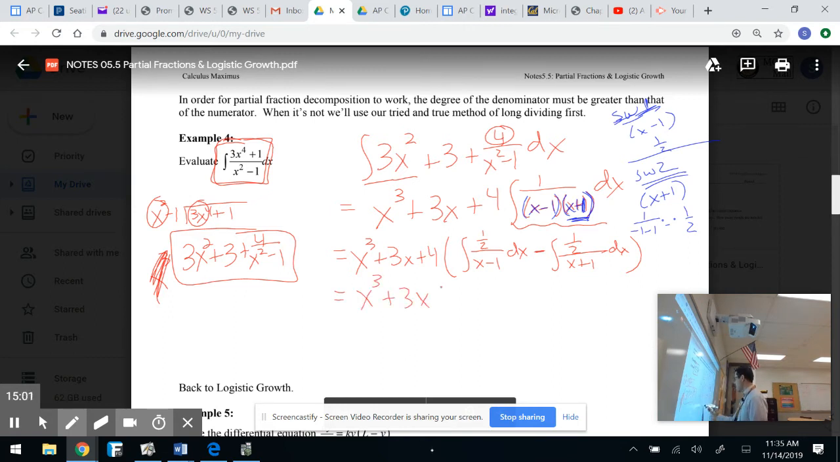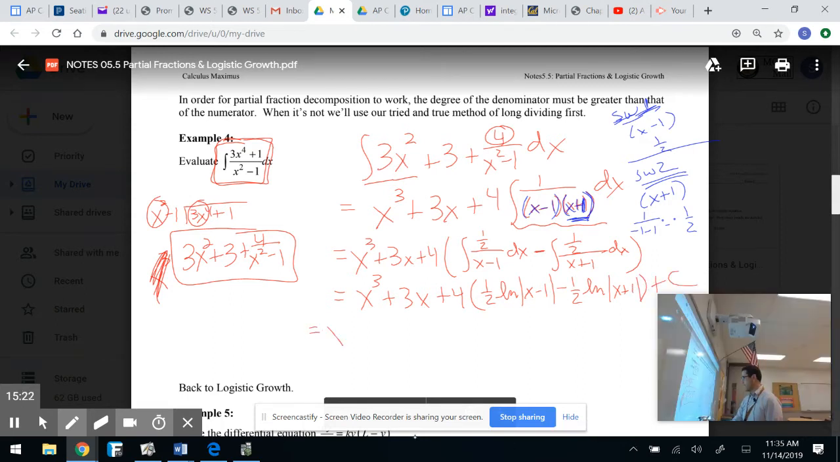Okay, so we got that. We got that 4 on the outside. Let's go ahead and find some antiderivatives. 1 half, I'm just going to go ahead and bring out. It's a natural log, and my u would be x minus 1, and the derivative of that would just be 1, so I'm good to go. I'm going to pull out that negative 1 half. Same thing here, natural log of the absolute value of x plus 1, and then plus c.